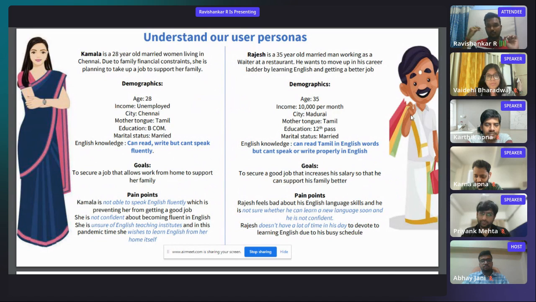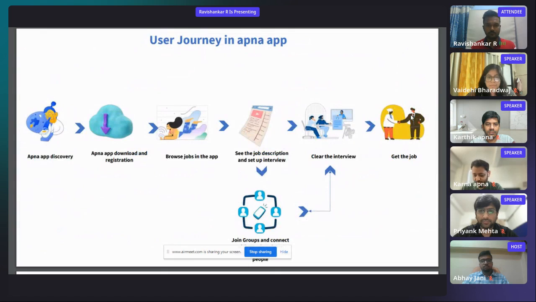He can read WhatsApp English, in the sense he can read Tamil and English words, but can't speak or write properly in English. They have a lot of pain points. Kamala is not very confident. She's not very sure of English teaching institutes. And Rajesh is not sure whether he can learn a new language soon, and he is also not confident at this age. So these are the two broad categories I'm going to be focusing on.